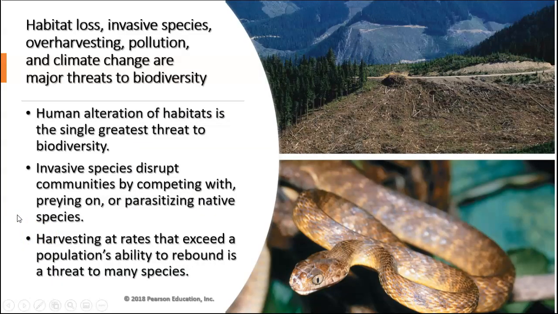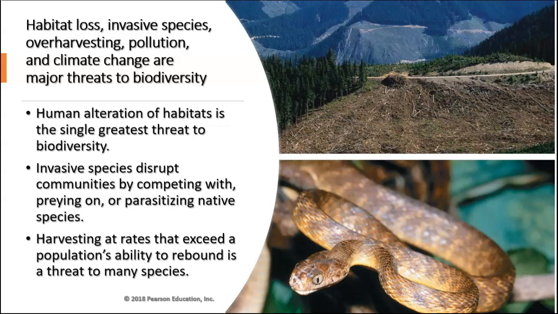So what threatens biodiversity? Habitat loss is a major thing. Human alteration of habitats is probably the single greatest threat to biodiversity in the whole world. Another thing that is really threatening is invasive species. Invasive species are species that were not normally a part of that particular ecosystem, but they come when they're introduced into an ecosystem, whether purposely or accidentally. They actually disrupt the community, because they don't have any natural enemies there, and they can parasitize or prey on native species and reduce their numbers.